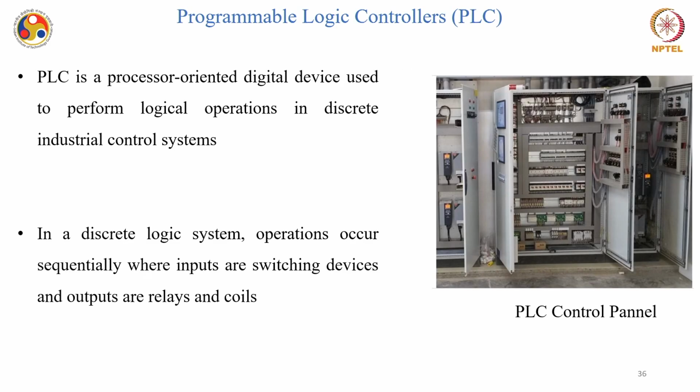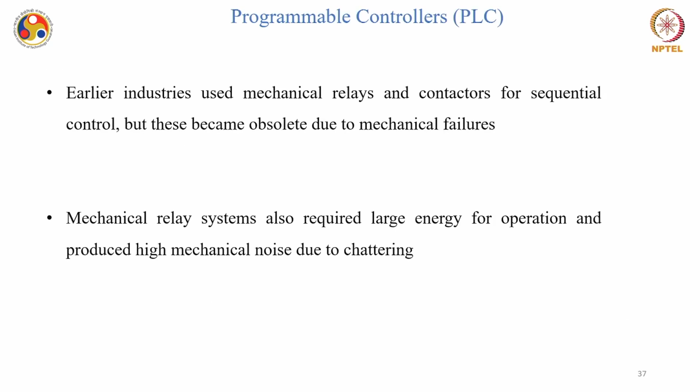Okay, a PLC is a processor-oriented digital device used to perform logical operations in discrete industrial control systems. In a discrete logic system, operations occur sequentially, where inputs are switching devices and outputs are relays and coils. The older generation controllers, I would say non-logic controllers, were heavily dependent on relays. So input also you had relays and output also you had relays. That kind of configuration is totally obsolete.